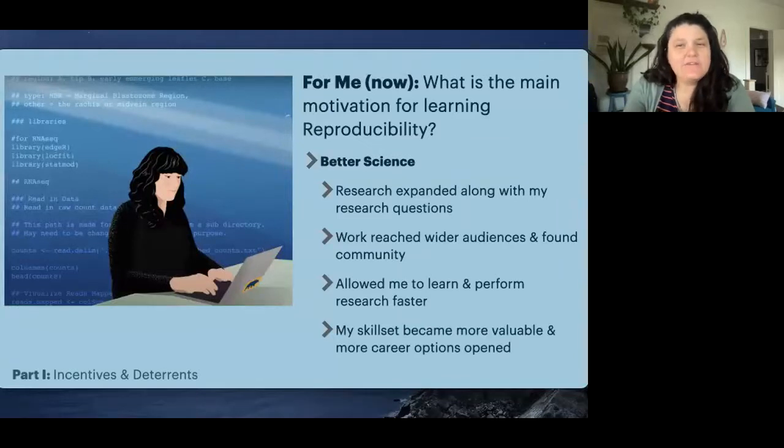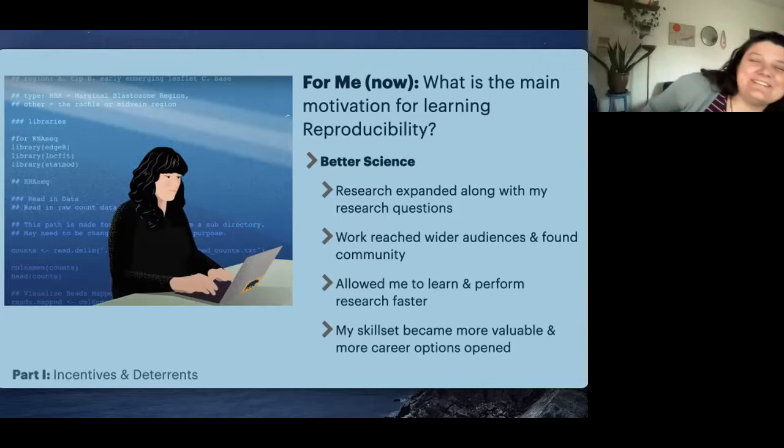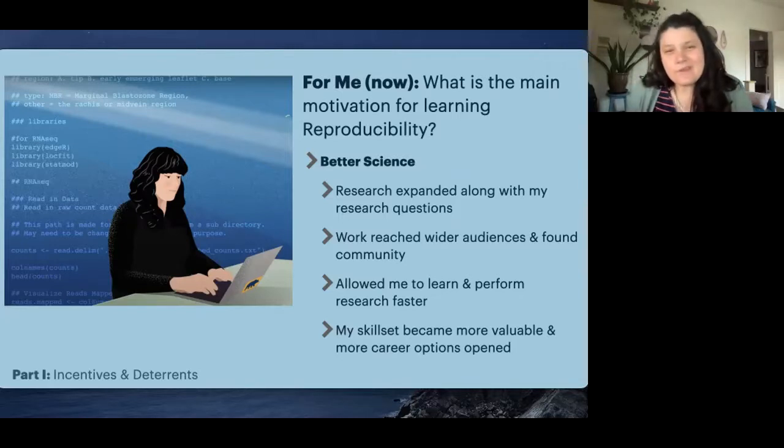But that changed. So over time, my motivations changed and became more positive. And that was mostly for a lot of reasons, but they only became apparent when I started using the tools. This is especially with Git, which I know you all are learning today, but now my motivations are, it expanded my research along with my research questions. So learning these reproducible methods, all these tools and methodologies, it changed how I thought about research in general.